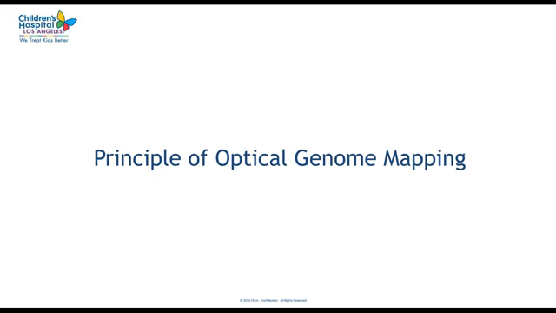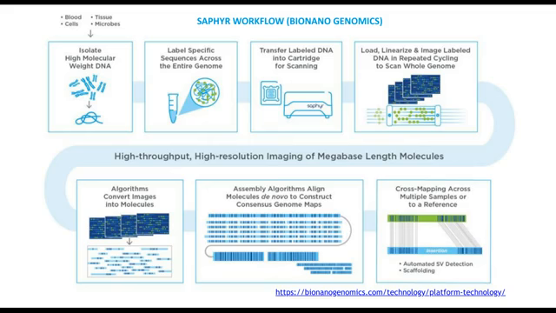So what is the principle of optical genome mapping? This slide is showing the workflow and principle of this technology. Starting from the top left corner, you first isolate high molecular weight DNA from a fresh sample. The first step is to label DNA at short sequences using fluorescent markers. Then the molecules are loaded on the instrument, which will unbind and linearize those DNA molecules so that the labeling pattern can be visualized and imaged.